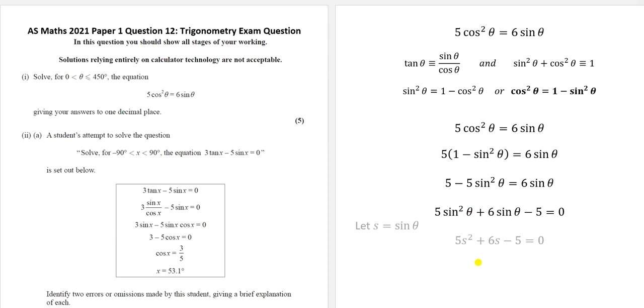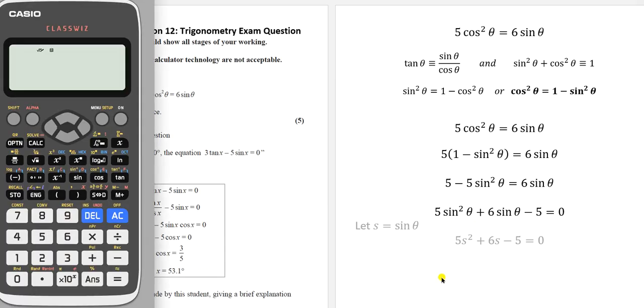solutions for theta itself. Now, the easiest way to solve any quadratic, including a disguised quadratic, is going to be with the calculator. So go to menu option A, choose polynomial, degree 2, and then we'll put in 5, 6, and minus 5 for our A, B, and C values. When you press equals, it gives us our solutions.